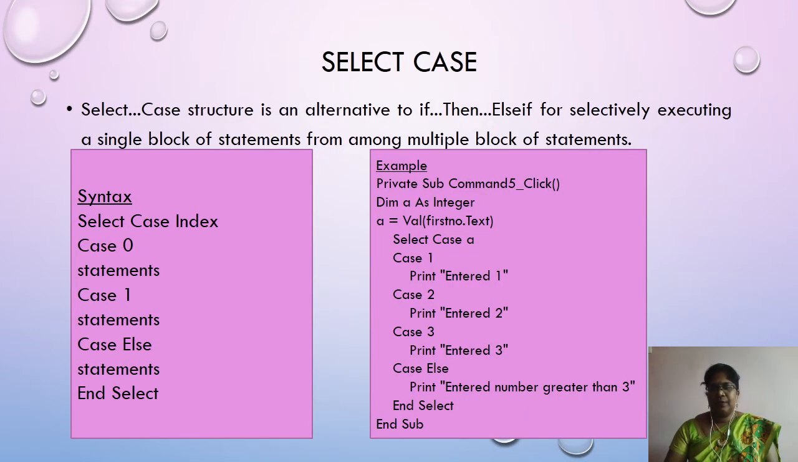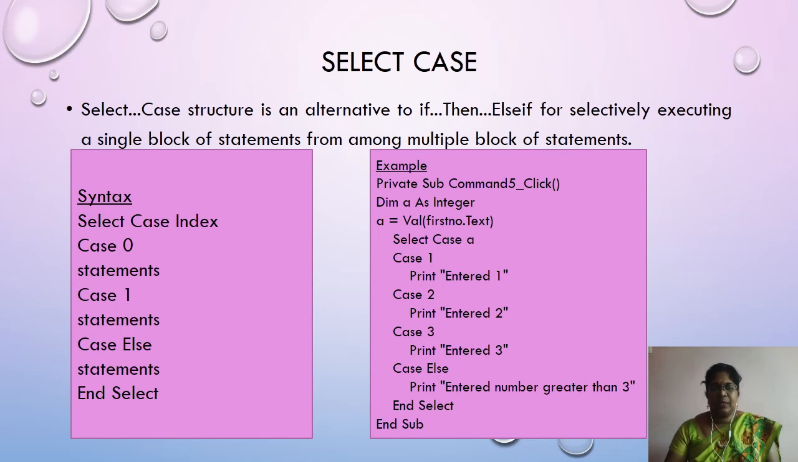Select case structure. Select case structure is used when a variable or expression may have more than one value, and according to the value some set of statements must be executed. So the syntax for select case is select case index, and if the index value matches with case 0, then the statements within the case 0 will be executed and the control will leave the select case statement.